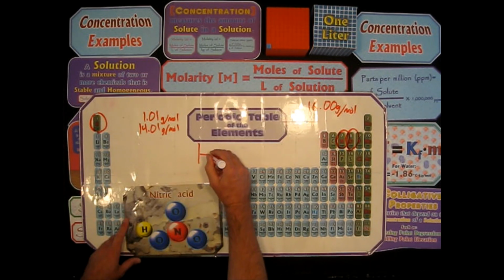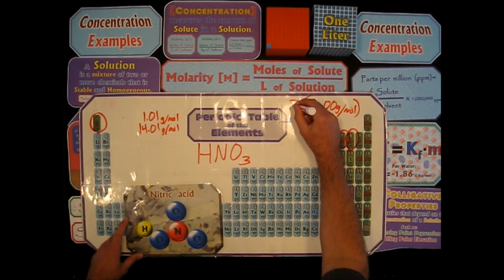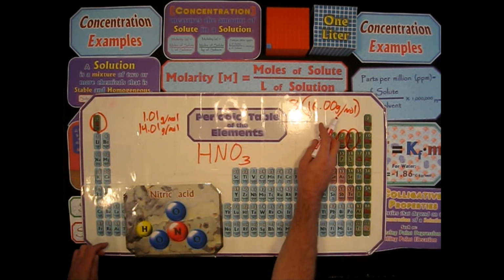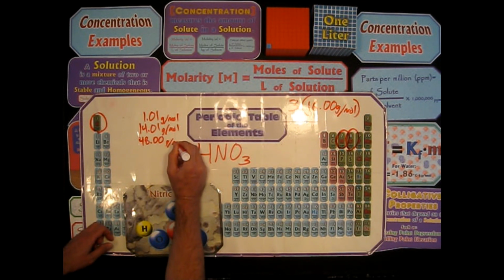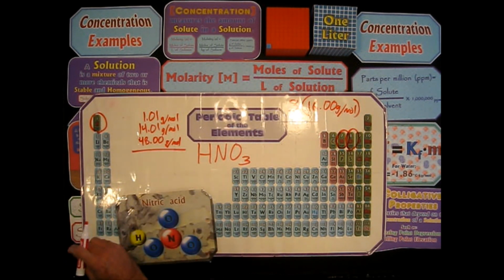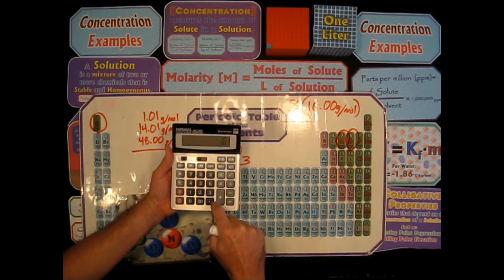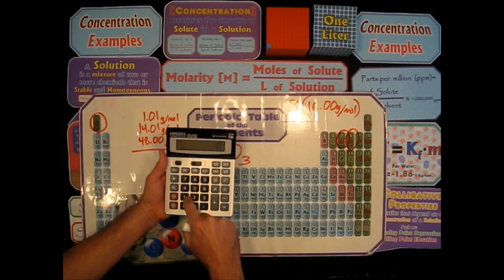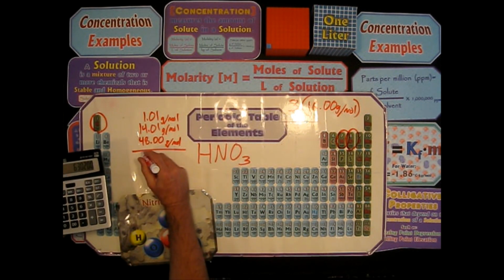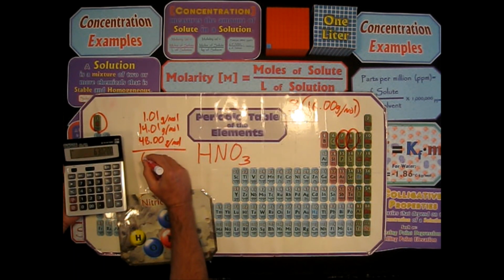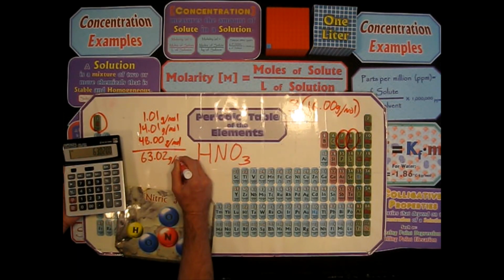It's HNO3. So I've got to multiply this times 3. So that gives me 48.00 grams per mole. Okay, so let's just add those up real quick. 1.01 plus 14.01 plus 48 equals, and you know, you could do it on paper, but just to be very careful, 63.02 grams per mole.